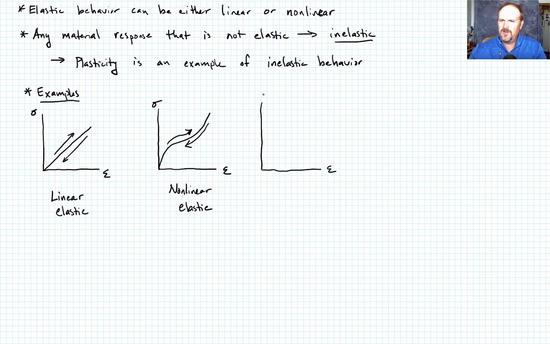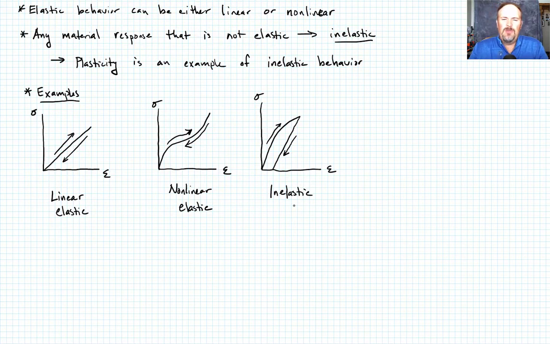So here's our stress strain curve. And maybe we load up, right? You can't just tell on the loading curve what material behavior is. You have to unload to actually see what happens. But if it unloads, let's say like this, right? That would be, let me draw a line so you know it's unloading. That would be inelastic. Okay? So those are kind of the three classes.